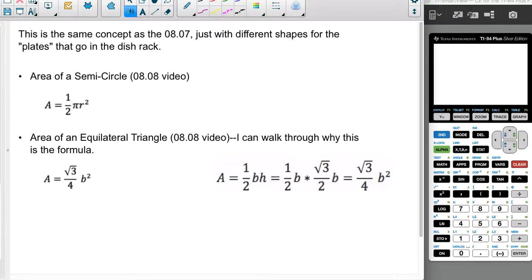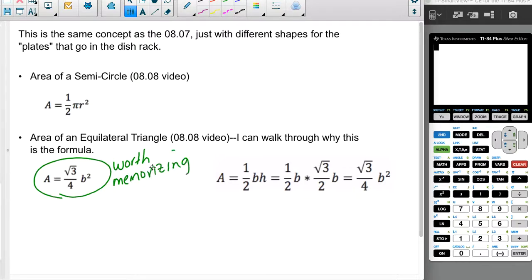in the dish rack. So a reminder, the area of a circle is pi r squared. The area of a semicircle is 1/2 pi r squared. The area of an equilateral triangle is A equals the square root of 3/4 times b squared. And I'm going to walk you through why that's true real quick. You can also just memorize it. Like this is worth memorizing. It's not hard to figure out, but it is worth memorizing.